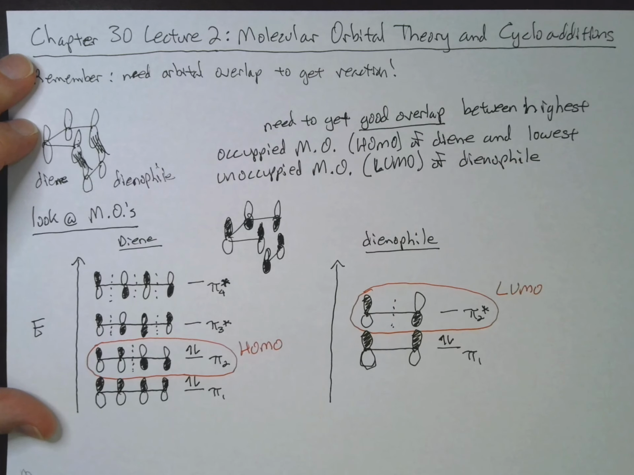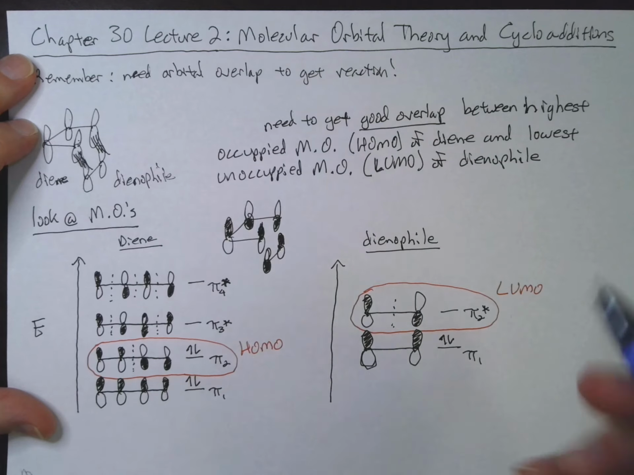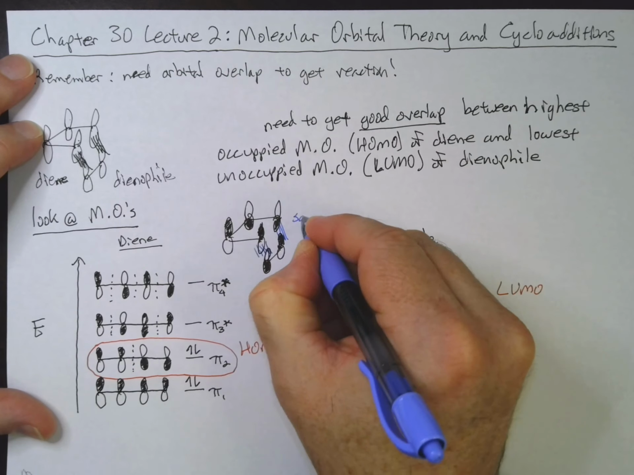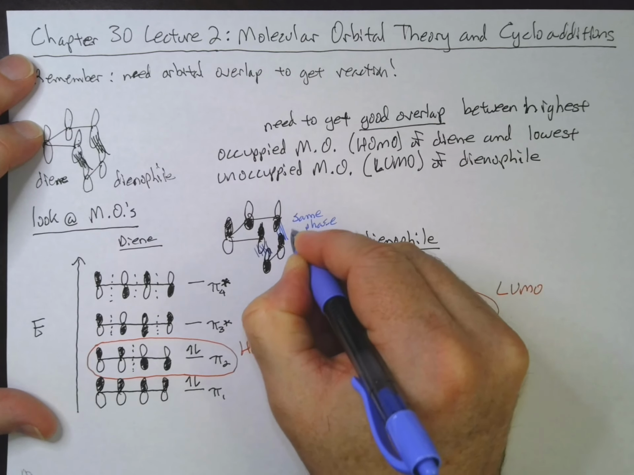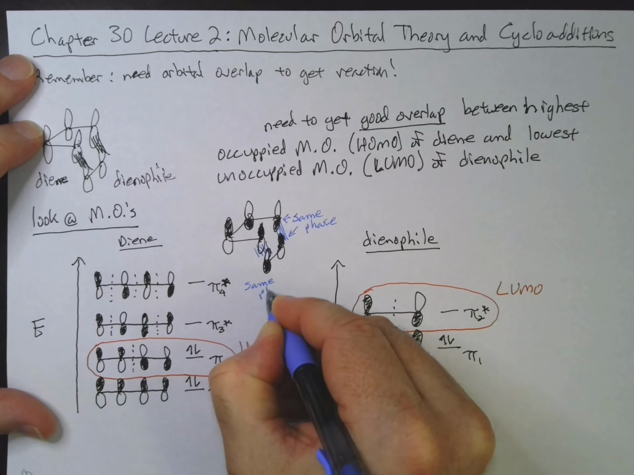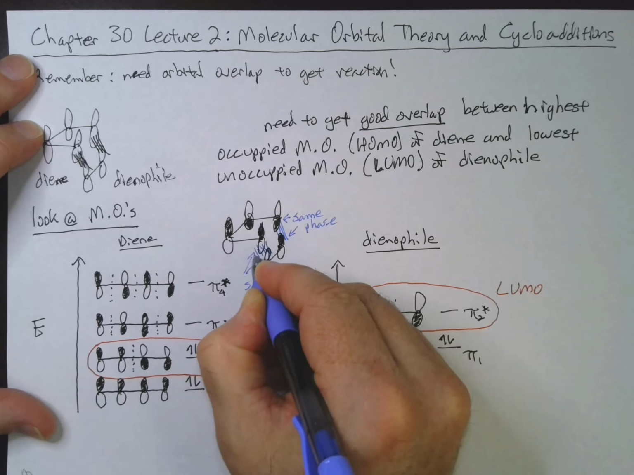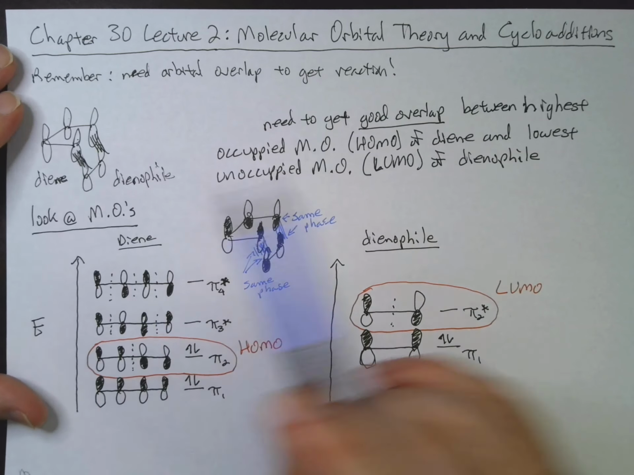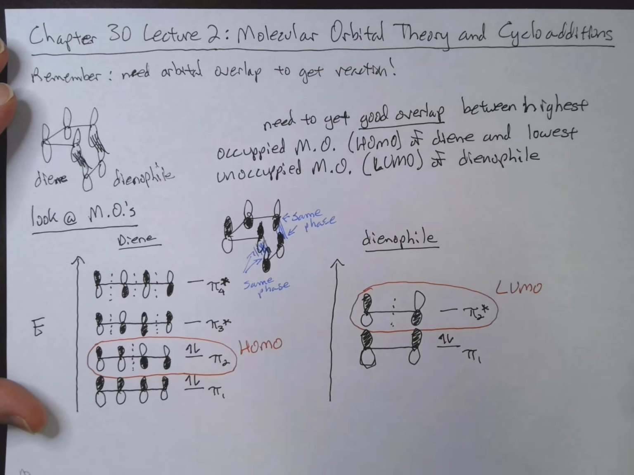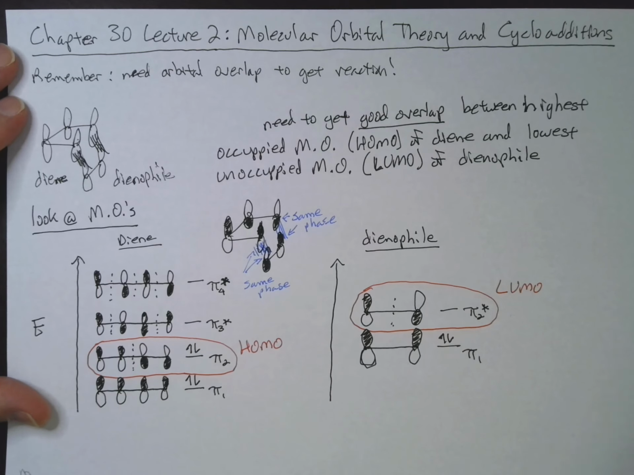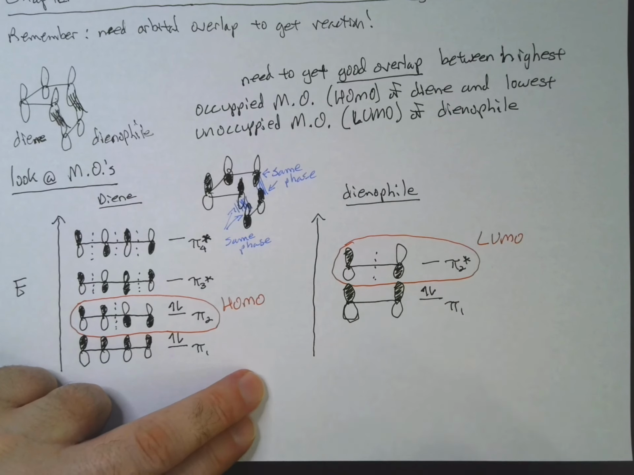So what do I have? Well, we'll do blue here, I end up with that good overlap here. So same phase. And then same thing over here, same phase. So I get good overlap. So it's not just that we have overlap of the orbitals, but rather the phases of the orbitals are the same. And what this is called is frontier molecular orbital theory.